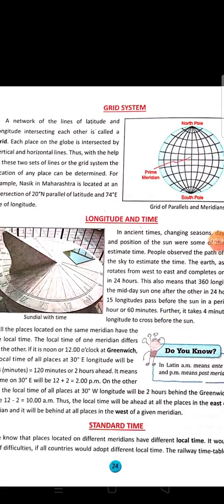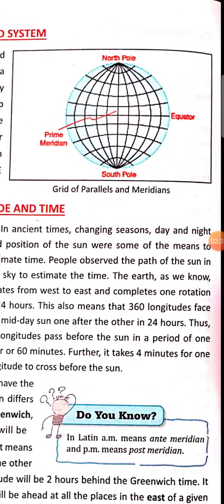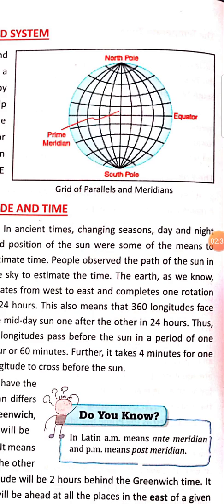These lines, the parallels of latitude and the meridians of longitude, make a grid. Now, the next topic is the grid. You see here the equator, south pole, north pole, and prime meridian lines. So, the grid of parallels and meridians.